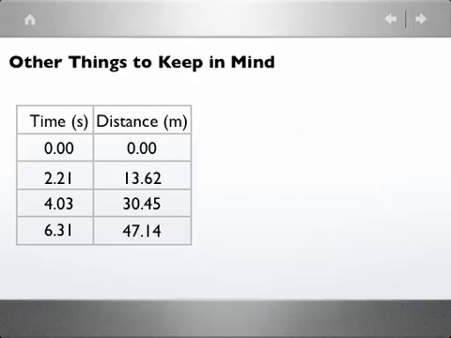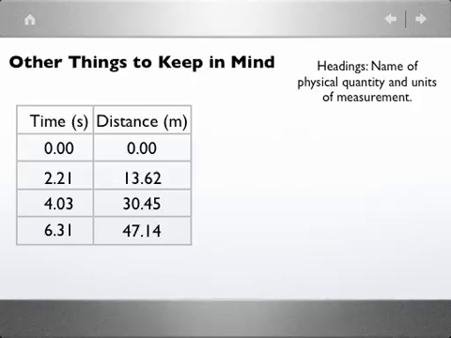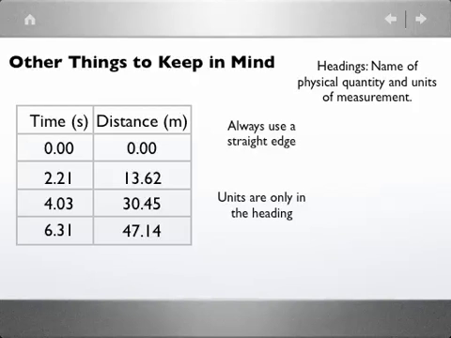Some other things to try and keep in mind. Number 1, our headings. The heading should include the name of the physical quantity and the units with which we measured them. You'll notice here we have time, which is measured in seconds, and distance, which will be measured in meters. Following up on that, you'll notice we only have units in the heading. They don't follow all the way down. Why is that? Well, because if it falls under that heading, it is assumed that each one of those values is measured in that unit.